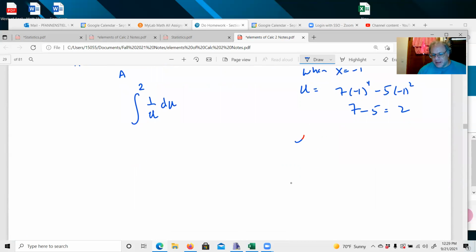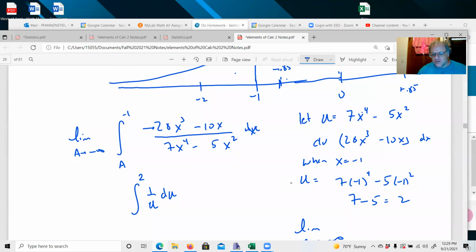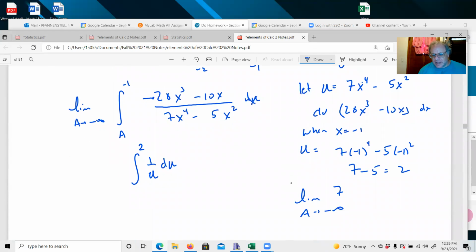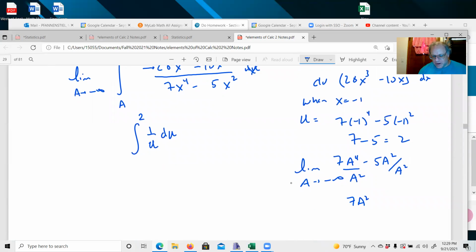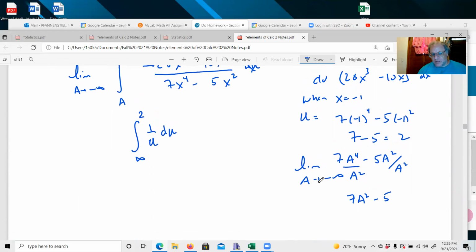How about we take the limit? We take the limit as a goes off to -infinity of 7a to the fourth minus 5a squared. In this case, if I divide everybody by a squared, we're going to have 7a squared minus 5. 7a squared, that's infinity minus a little bit, so that's going to go to infinity. So even though it went to -infinity, now we're going to positive.